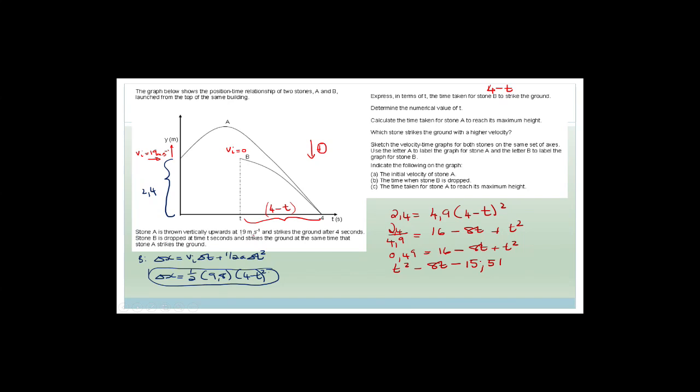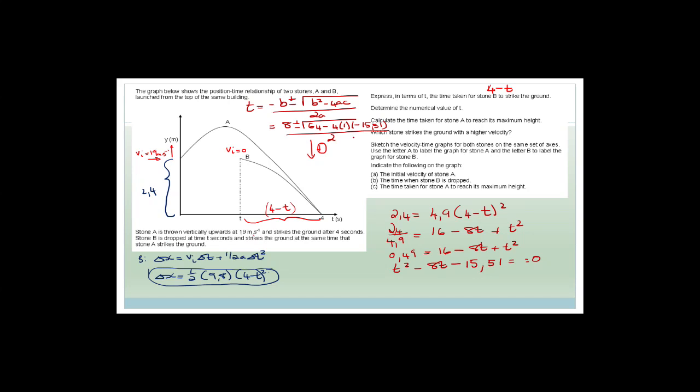So I'm just checking that I've done this right. Okay. So let's carry on. So if we carry on, we now have to use the formula. So we go t is equal to minus b plus or minus the square root of b squared minus 4ac all over 2a. So that's going to be minus, it's 8 plus or minus the square root of 64 minus 4 times 1 times minus 15.51 all over 2.